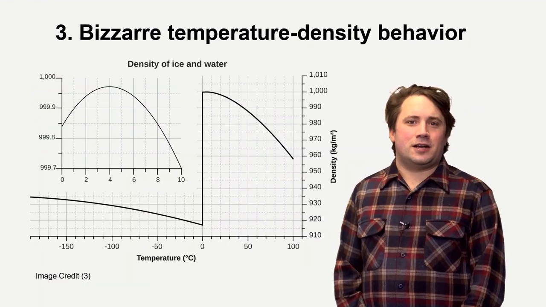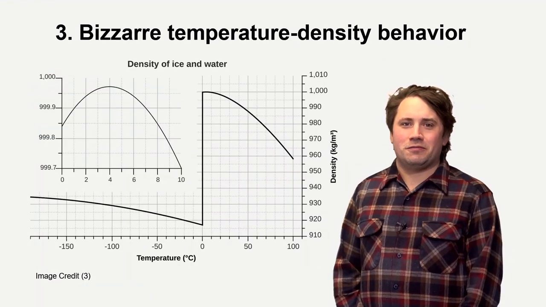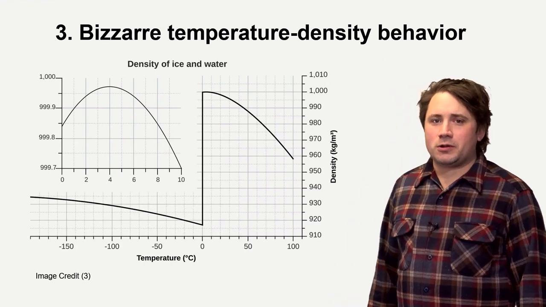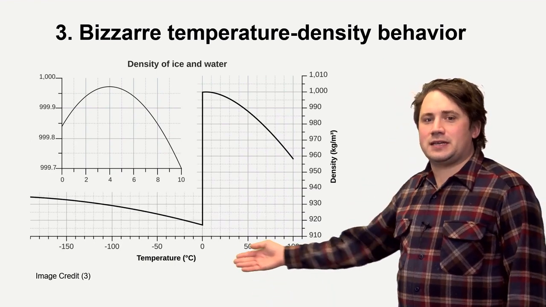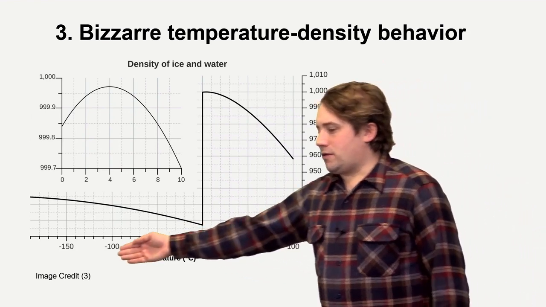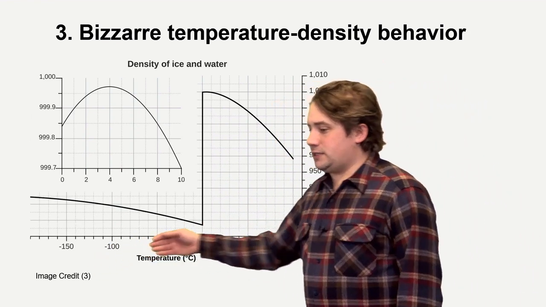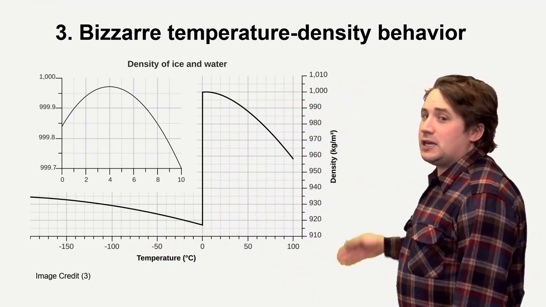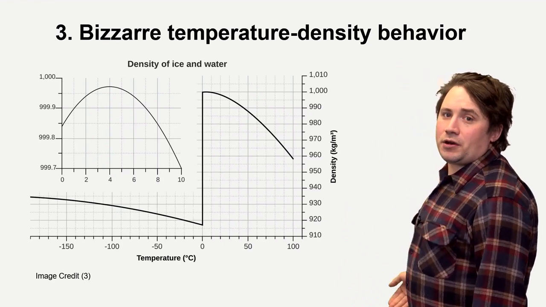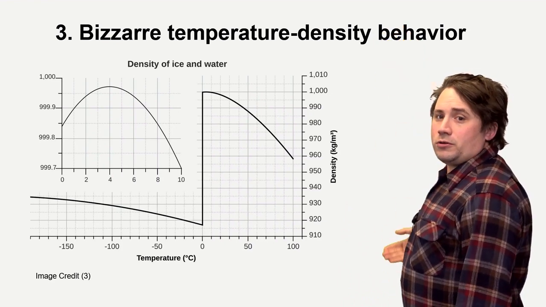So the next property I'd like to touch on is the bizarre temperature-density behavior of water, which you are probably already familiar with. So this graph shows this. On the x-axis you have temperature from frozen water at negative 150 degrees to vaporized water at 100 degrees. And on the y-axis here you have the density of water. So higher density water, lower density water.